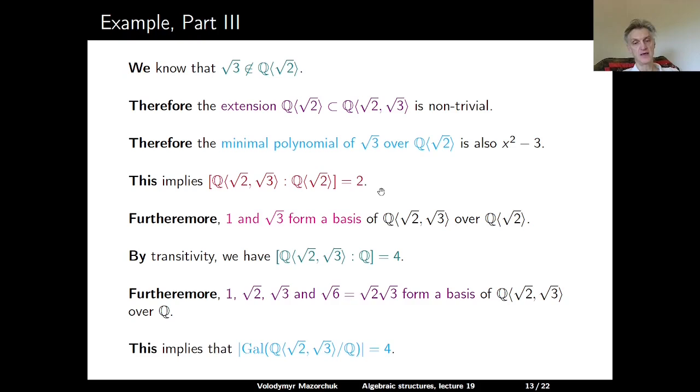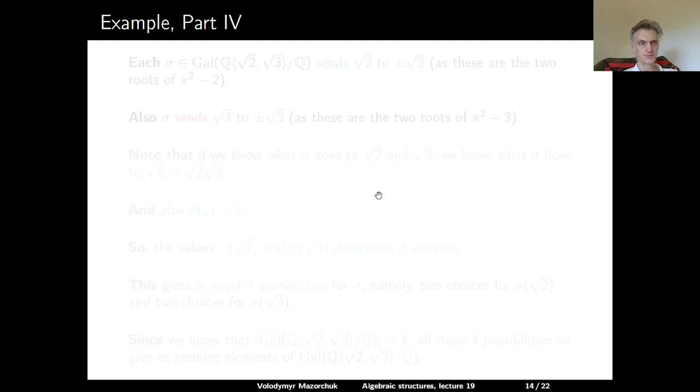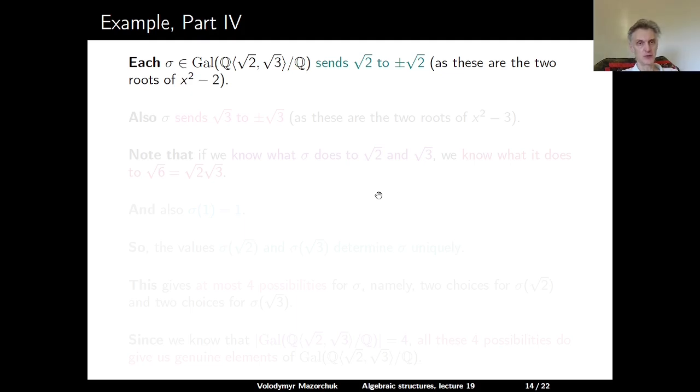And this implies that the Galois group of our bigger field over Q has 4 elements. So each element sigma in this Galois group sends the square root of 2 to either the square root of 2 or minus the square root of 2, because these two elements are the two roots of x squared minus 2, and this polynomial with rational coefficients is fixed by sigma. Also, similarly, sigma sends the square root of 3 to plus or minus the square root of 3, because these are the roots of x squared minus 3, which is fixed by sigma.